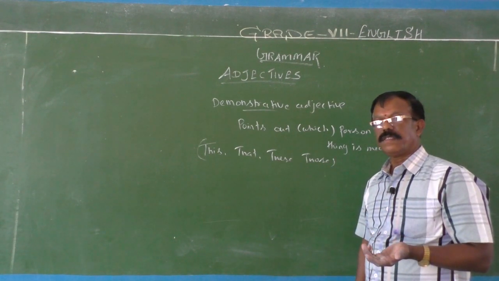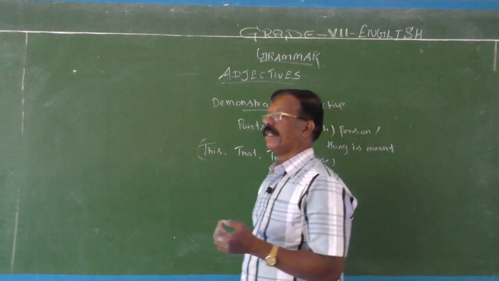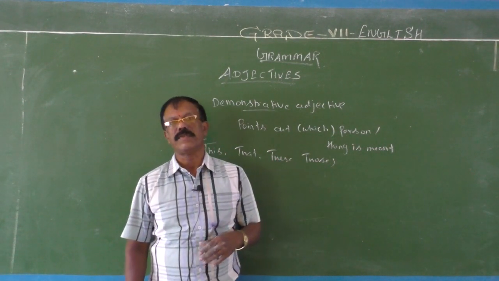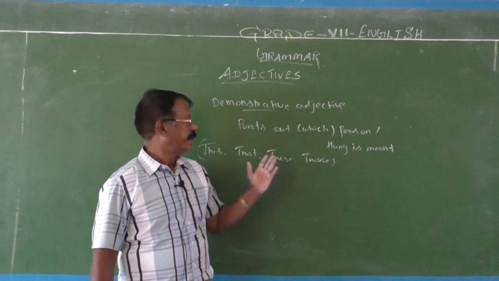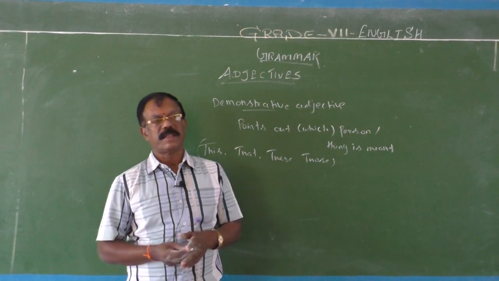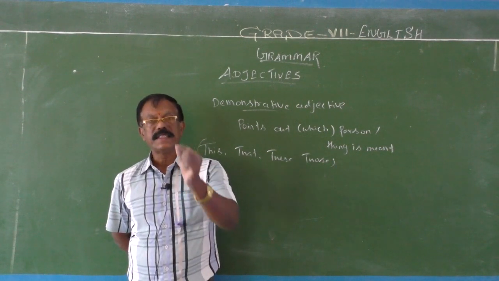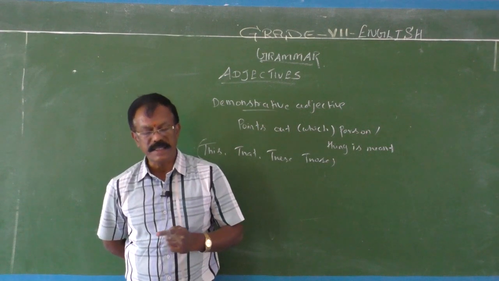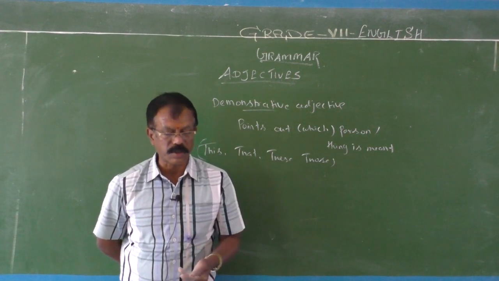This and that are used with singular nouns. These and those are used with plural nouns. And another difference I would like to explain. This is used to refer to a singular object that is nearer to you.